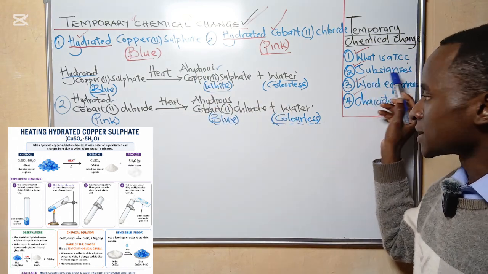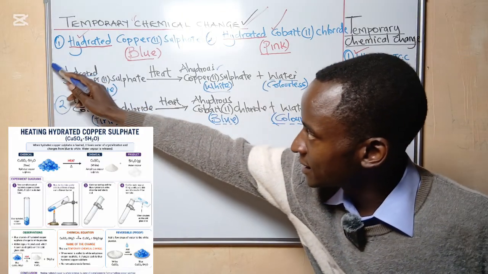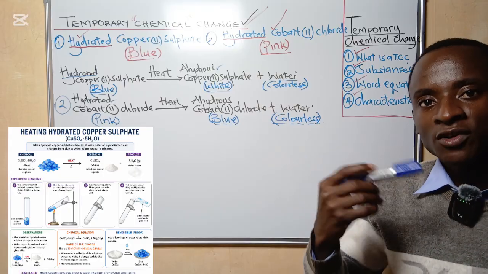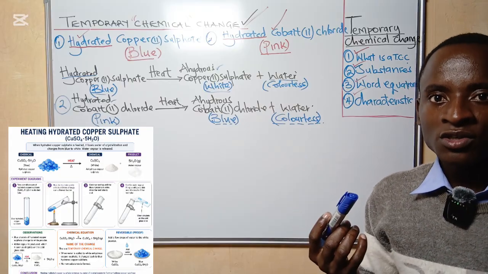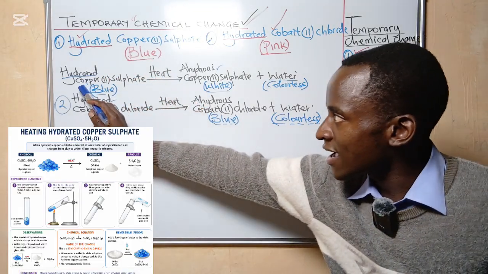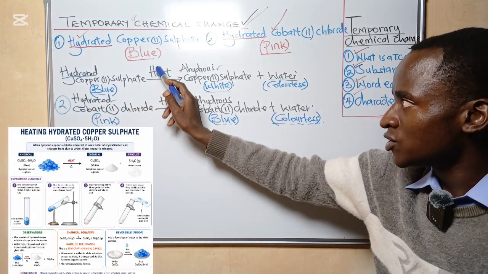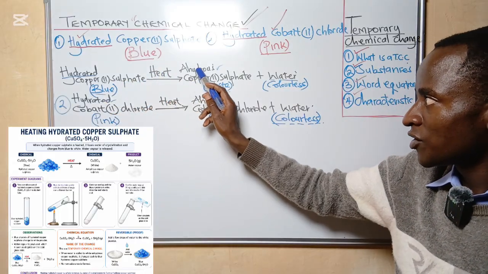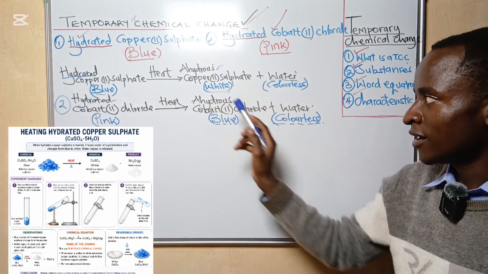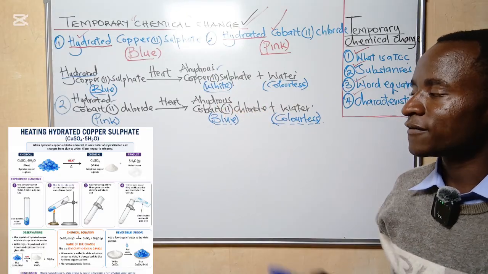We've already talked about the substances, so we talked about the word equation. These two are examples of word equation. In an exam, when you are asked to write the word equation for when hydrated copper 2 sulfate is heated, you write hydrated copper 2 sulfate, you indicate the color, arrow, you show that it's being heated, then you write anhydrous copper 2 sulfate plus water. Then don't forget to indicate the color of anhydrous copper 2 sulfate.